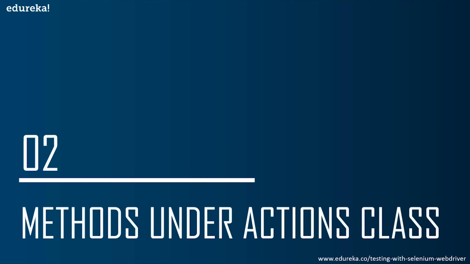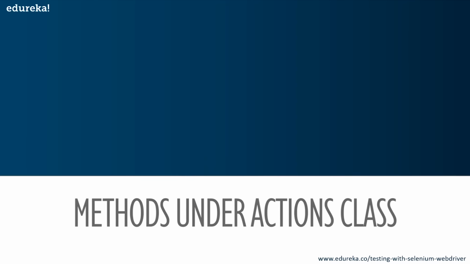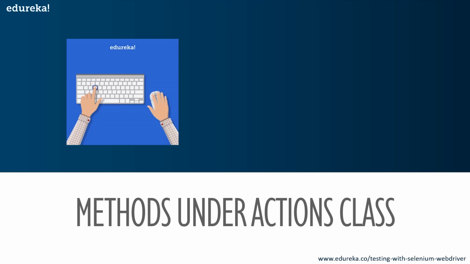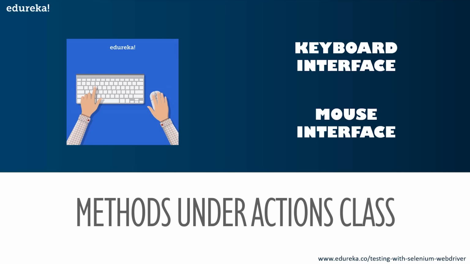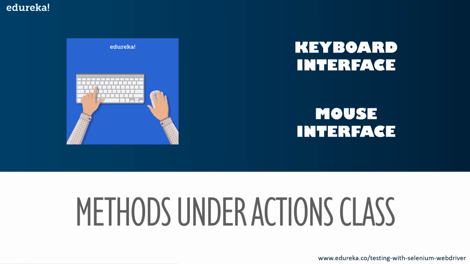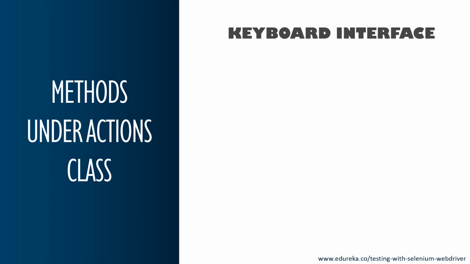Now let's take a look at the different methods that are available in this actions class. Like I mentioned earlier, this actions class controls the mouse and the keyboard functions like the click action, click and hold action, double click action, double tap action, key down, key up, and so on. So let's learn about them in detail. First, we'll start learning about the keyboard interface. This keyboard interface has these methods: send keys, key down, and key up. Let's learn about them in detail.